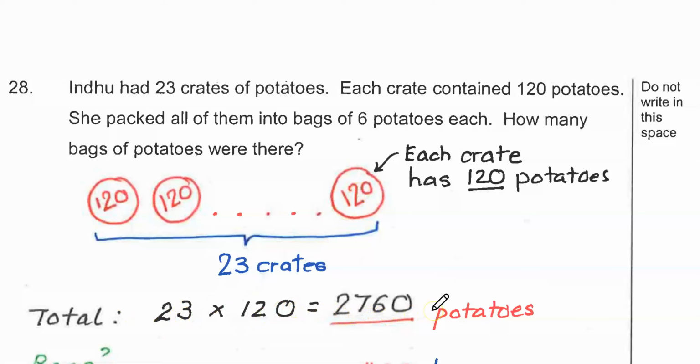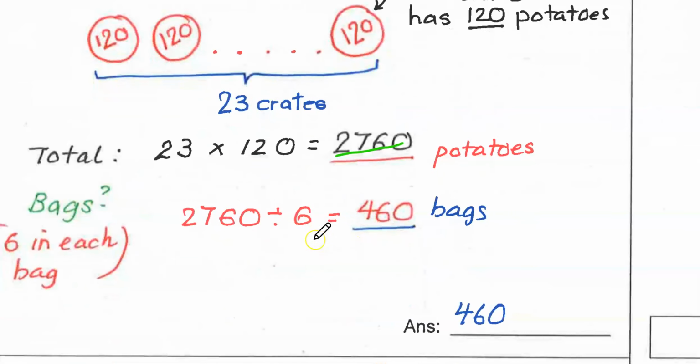You have 2,760 potatoes altogether. Then she packed them into bags of 6 potatoes each. How many bags of potatoes were there? The big boxes all add together, now pack into smaller bags of 6 each. So you have the total here, divide by 6. If you worked it out, it should be 460 bags. Inside each bag, there will be 6 potatoes.